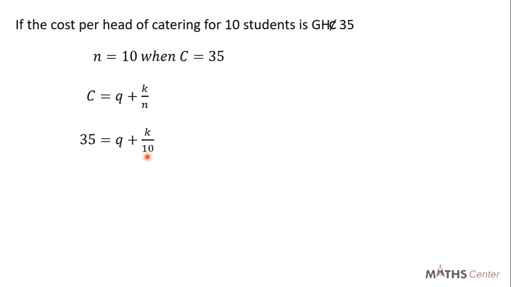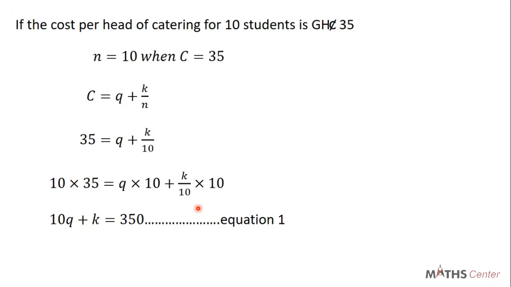When we are learning linear equations, we learned how to do this. So this will give us 10 times 35 is equal to Q times 10 plus K divided by 10 times 10. And when we simplify, we will have 10Q plus K is equal to 350. This is the first equation.